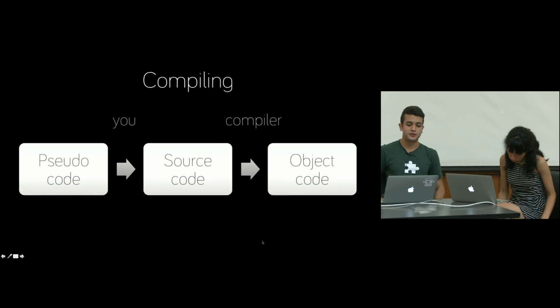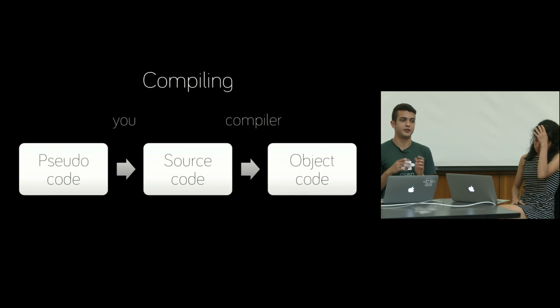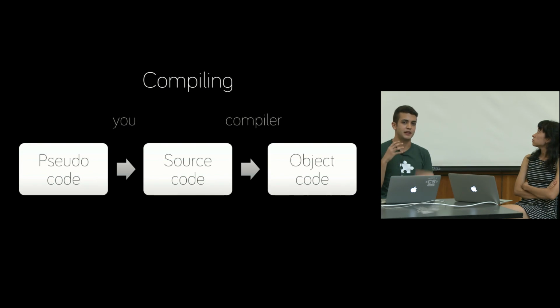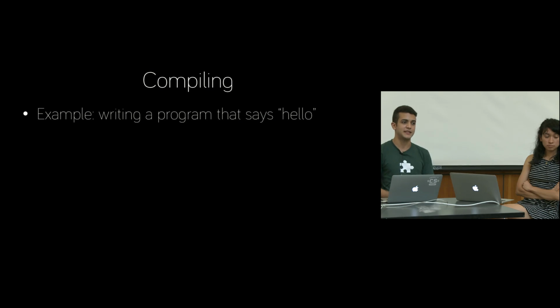So we talked about pseudocode and source code and object code, and there's a lot of codes, and maybe you guys are confused about that. So let's talk a little bit about what happens when you're writing a program and you compile it and it becomes an executable file. Those are words that you guys probably heard and maybe you're not really sure what is going on. So let's say, for example, that I want to write a program that says hello.